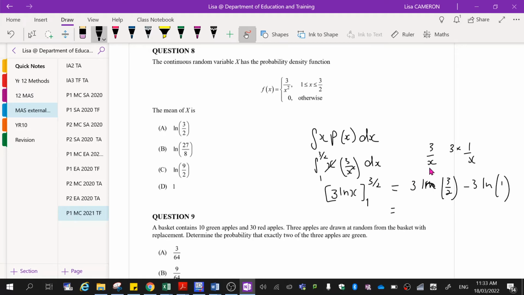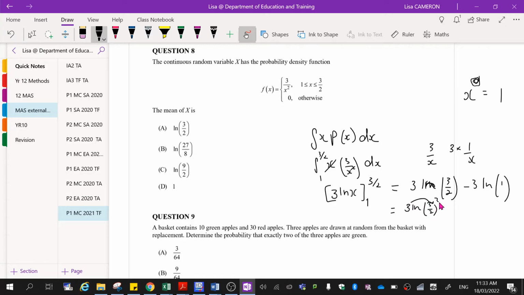Okay, so now, well, if I think about ln 1, that's actually 0. The reason why that works is because when we're using ln, we're saying what is the power that would be above x so that it's equal to 1. Now, the only thing that will give me 1 is 0, meaning that ln 1 is 0, so that term disappears. So now I've got 3 ln 3 over 2.